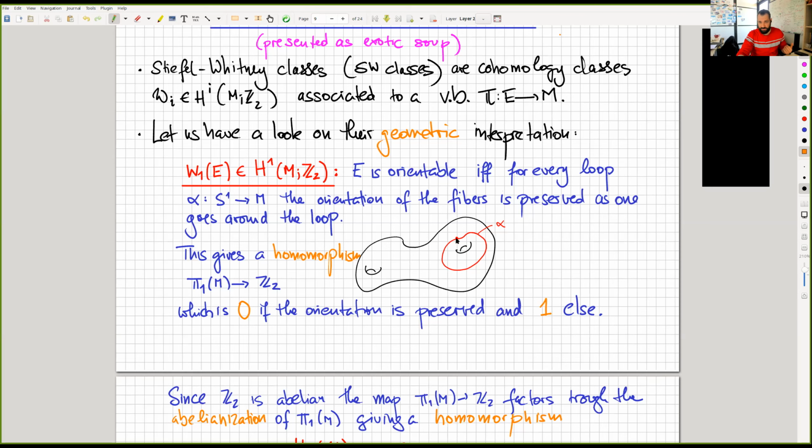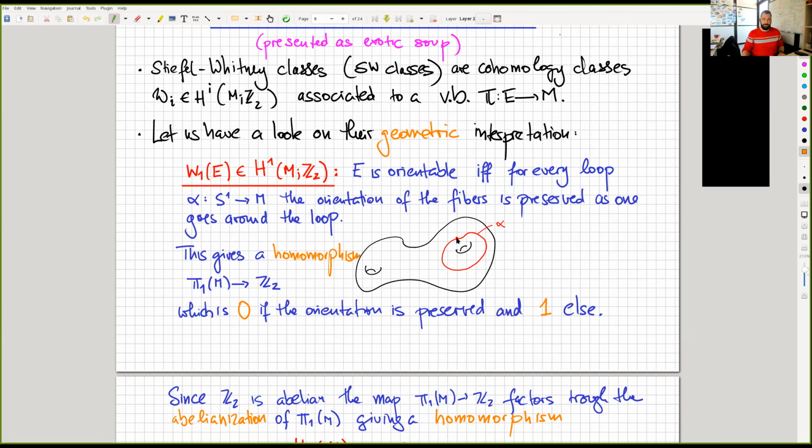So if it's orientable, and this is a necessary and sufficient condition, you can take any loop here and look at the orientations. This should stay in the same orientation class. And if you close the loop, you should end up with the same orientation as at the start. A prominent counterexample is, of course, the Mobius band, right?